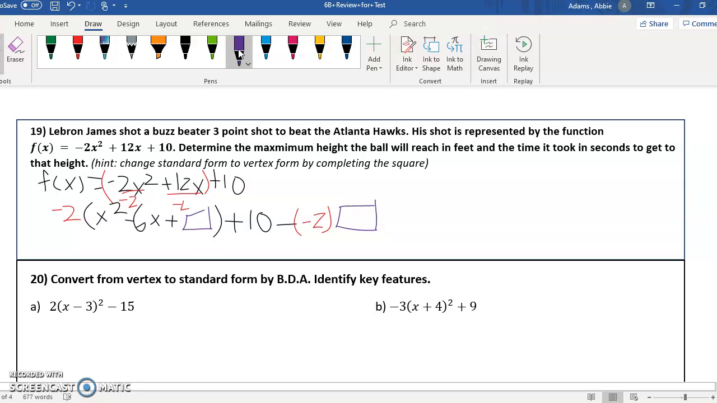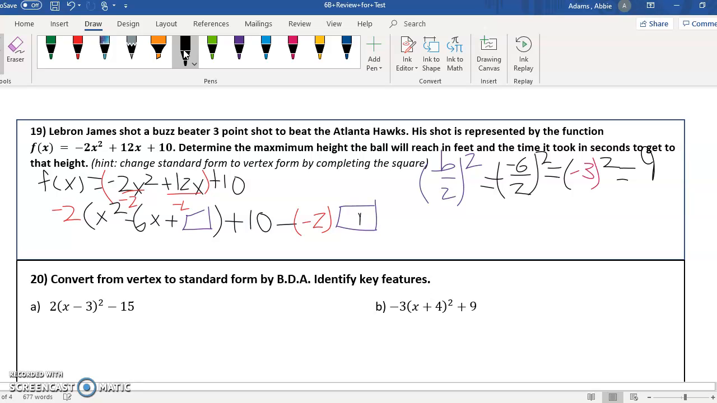In order to find our unknown, we're going to do b over 2 squared. So in this case, our b value is negative 6. I'm going to have negative 6 divided by 2 squared. That's going to give me negative 3 squared, which is 9. So 9 is our unknown term here. And let's simplify this equation just a little bit.